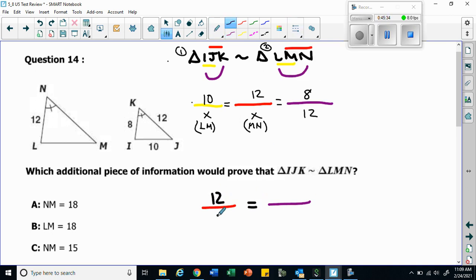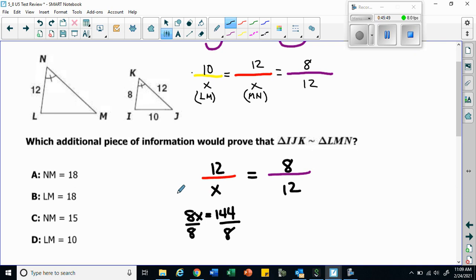All right, so 12 over x, x over 12, 8x equals 144. We're going to divide each side by 8. And remember, this is your MN. So what is 144 divided by 8? This is 18. So that means that this is 18.